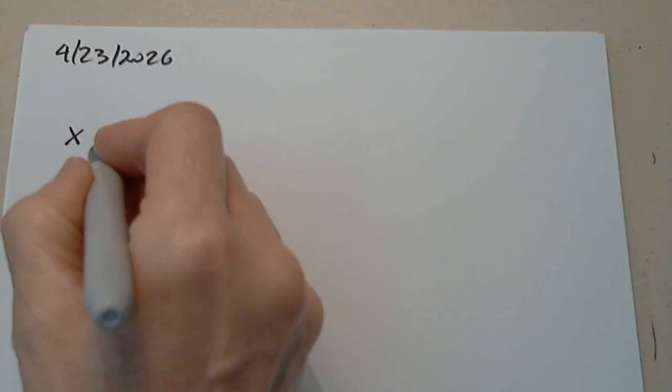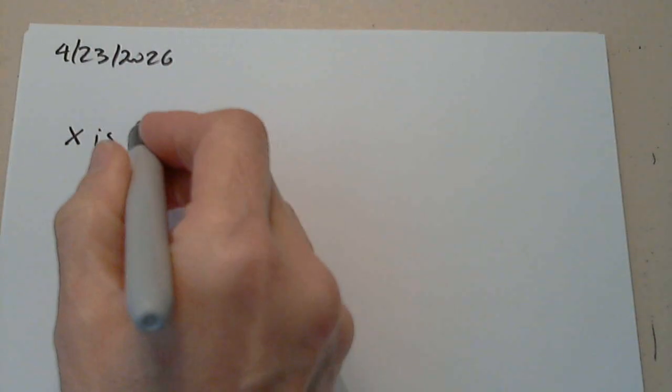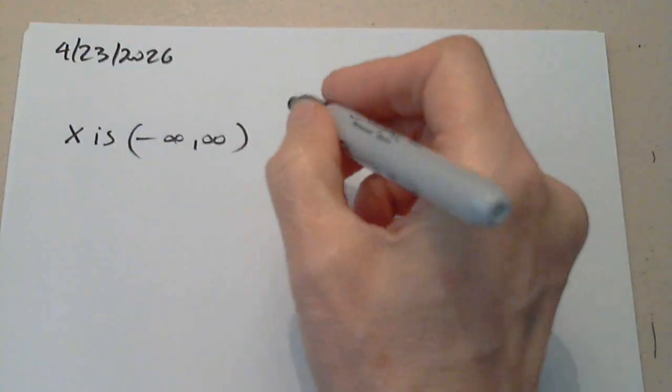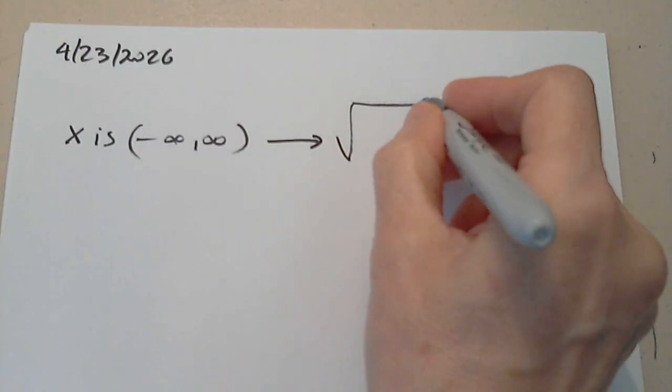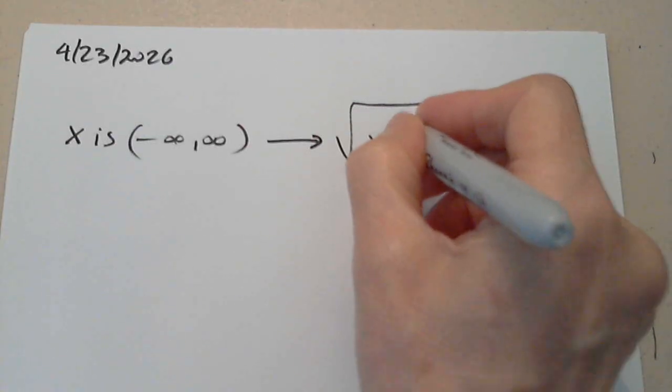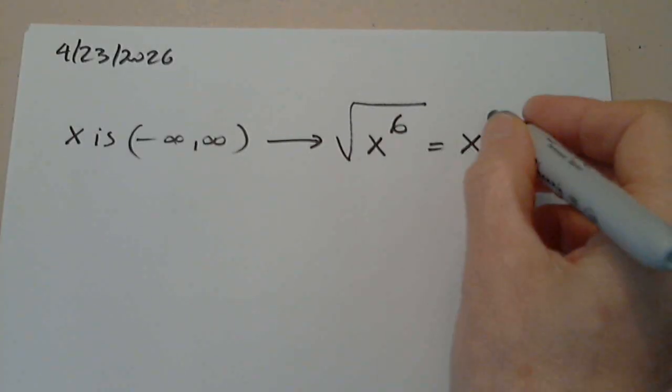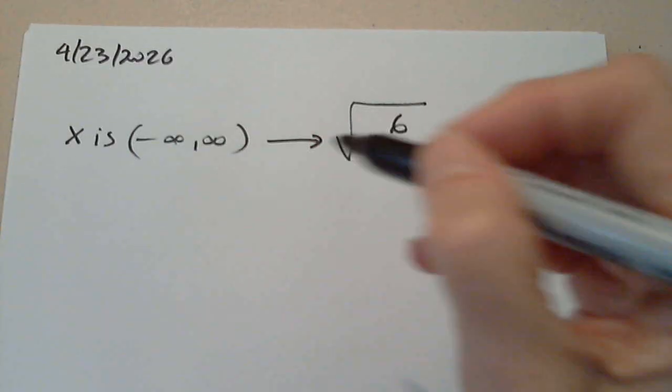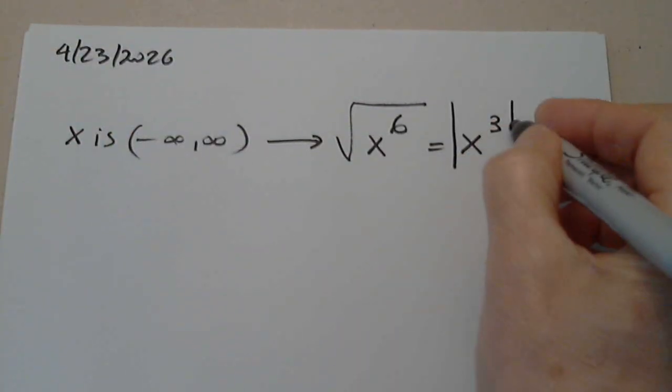So if we are told that x is anywhere between negative infinity and infinity, then the square root of x to the sixth, because it's x to the third and power 3 can be negative, I have to put the absolute value on it.